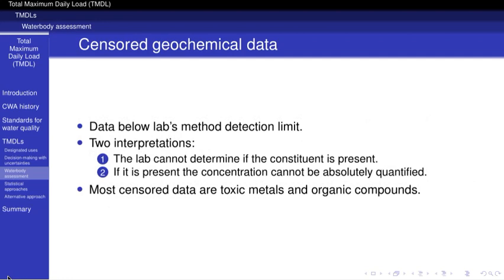Censored geochemical data are those below the analytical chemical laboratory's method detection limit. There are two interpretations of censored data. One, the lab cannot determine if the constituent is present. Two, if it is present, the concentration is too low to be absolutely quantified. It is usually toxic metals and organic compounds that are censored when the lab looks for them.